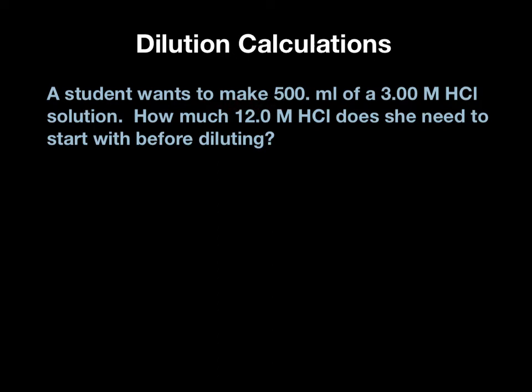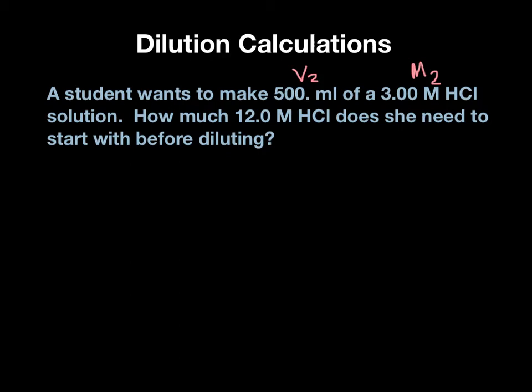So if we look at this problem right here, a student wants to make, notice this is what they want to make. This is what they want to end up with. This is a volume, and so this we're going to label as V, and since they want to end up with it, that's V2. That's our final volume we want to make. This is a molarity right here, so that's M, and it goes along with that volume, so that's M2. That's what the student wants to come out with.